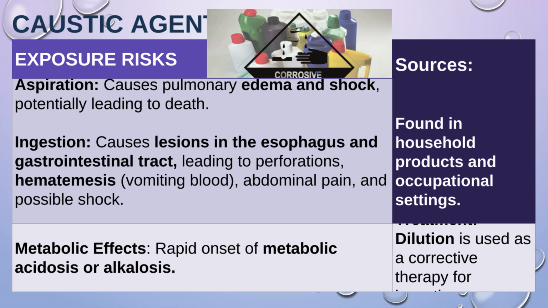Next, caustic agents. The exposure risks of caustic agents are aspiration and ingestion. Let's start with aspiration. It leads to pulmonary edema and shock, and of course, it can lead to death. Ingestion. So what will happen if caustic agents are ingested? Lesions in the esophagus and GIT, leading to tears or perforations. The patient can also manifest vomiting of blood. The vomitus is blood-tinged, or there is hematemesis, abdominal pain, and shock.